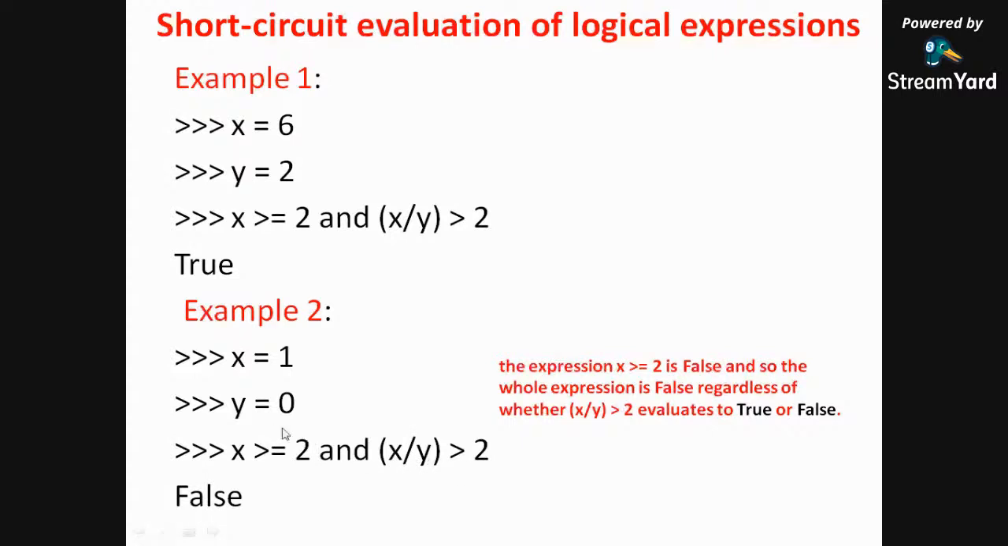Because the first expression, x greater than or equal to 2, became false, the remaining expression was not evaluated. It has confirmed that the value of this expression is false, so that's why it displayed false.